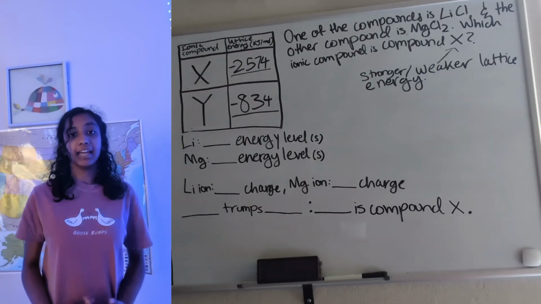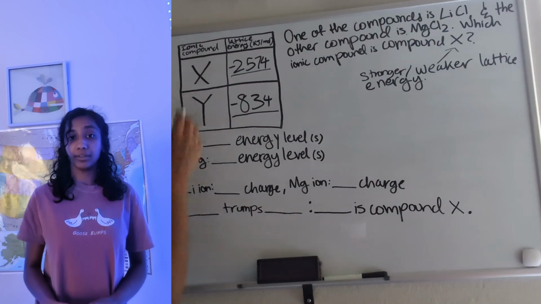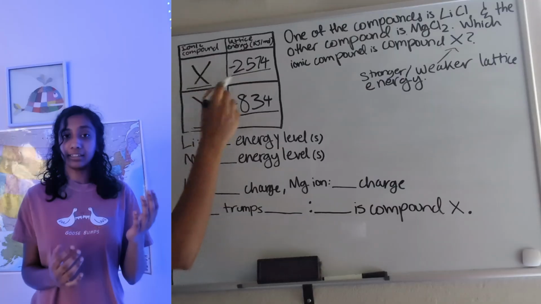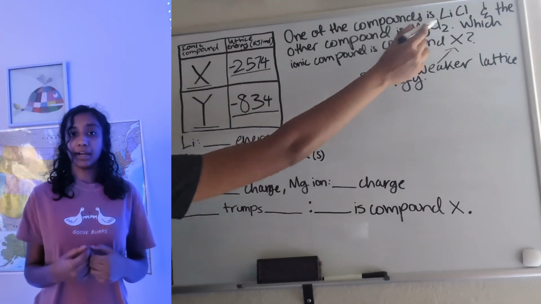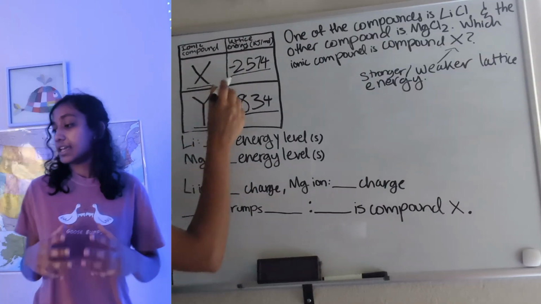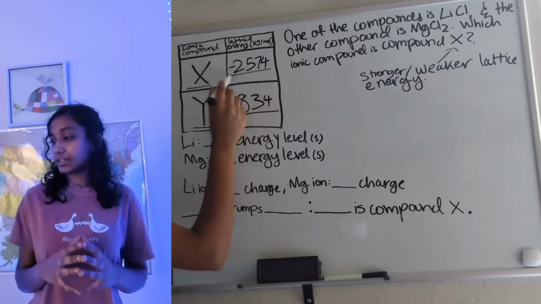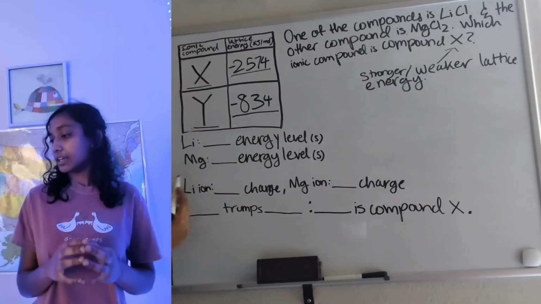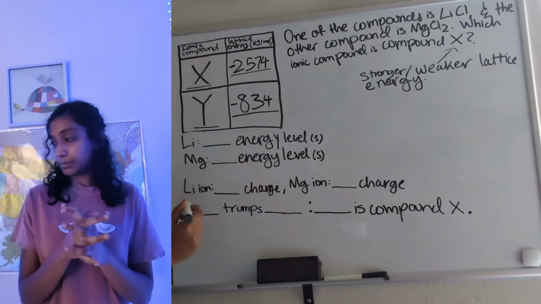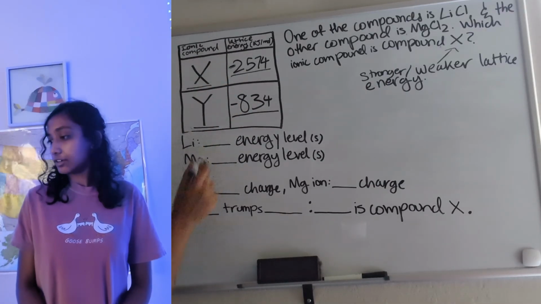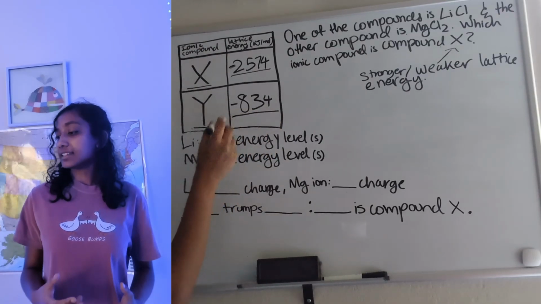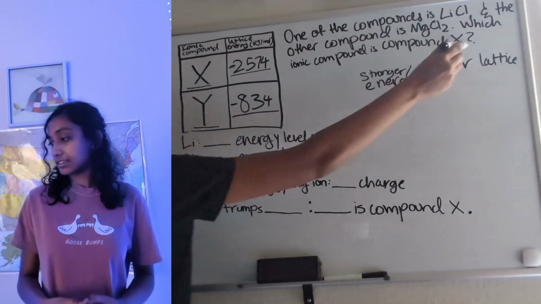This problem gives us the lattice energy for two different ionic compounds, X and Y. One of the ionic compounds is LiCl, and another one of the ionic compounds is MgCl2. Compound X's lattice energy is negative 2,574 kilojoules per mole, with the negative just indicating a release of energy once the compound is formed. Compound Y's lattice energy is negative 834 kilojoules per mole. The problem asks us which compound is compound X.